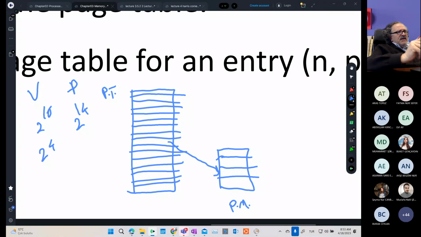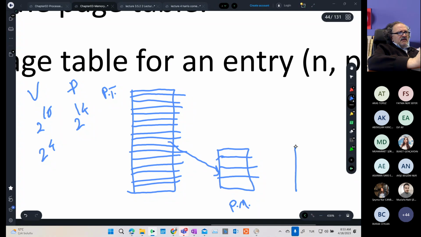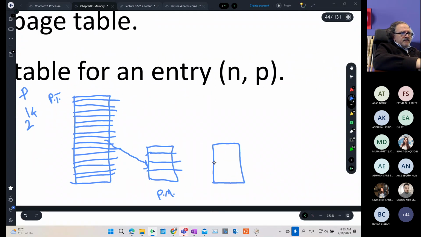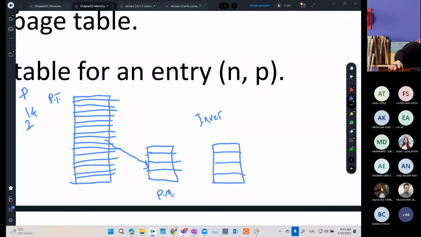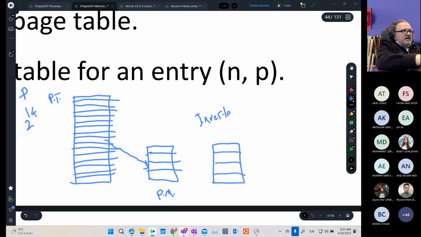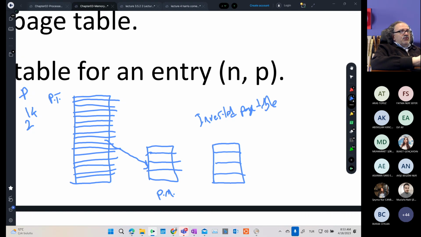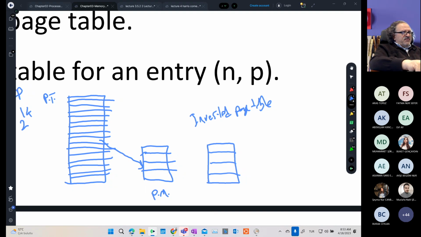So why don't we do this? Keep a page table with only this many elements. This is an inverted page table. This pen is not good. Let me change my pen. It's a better pen. Inverted page table. The number of elements inside the inverted page table is the same as the number of physical memory page frames.